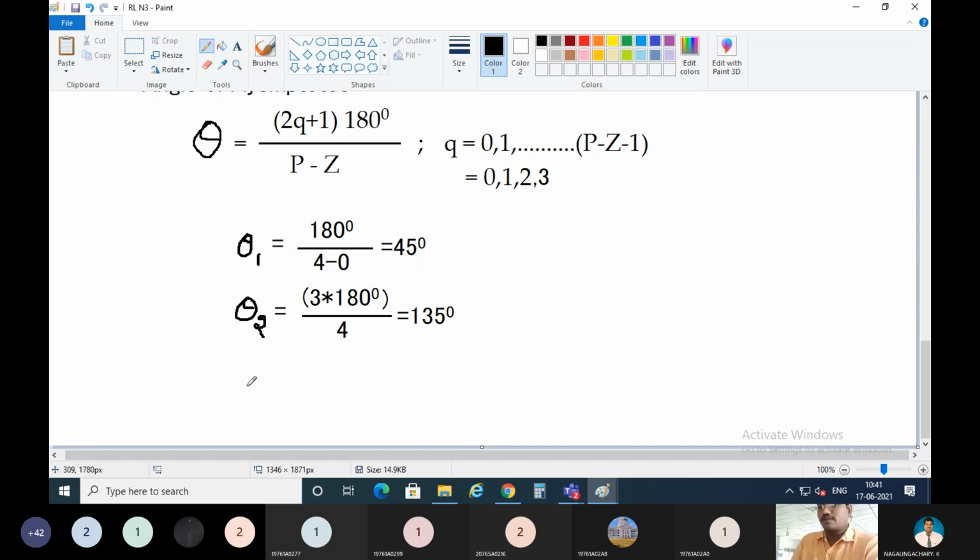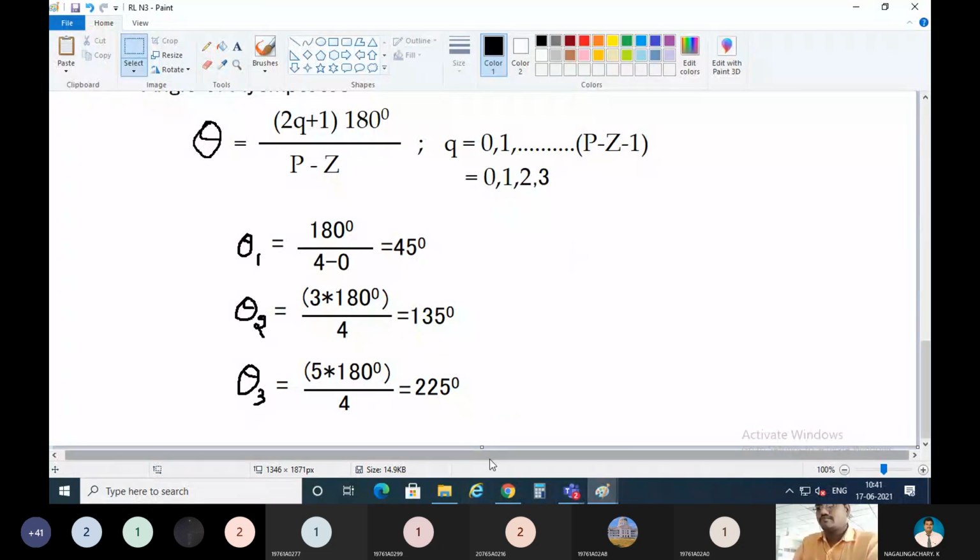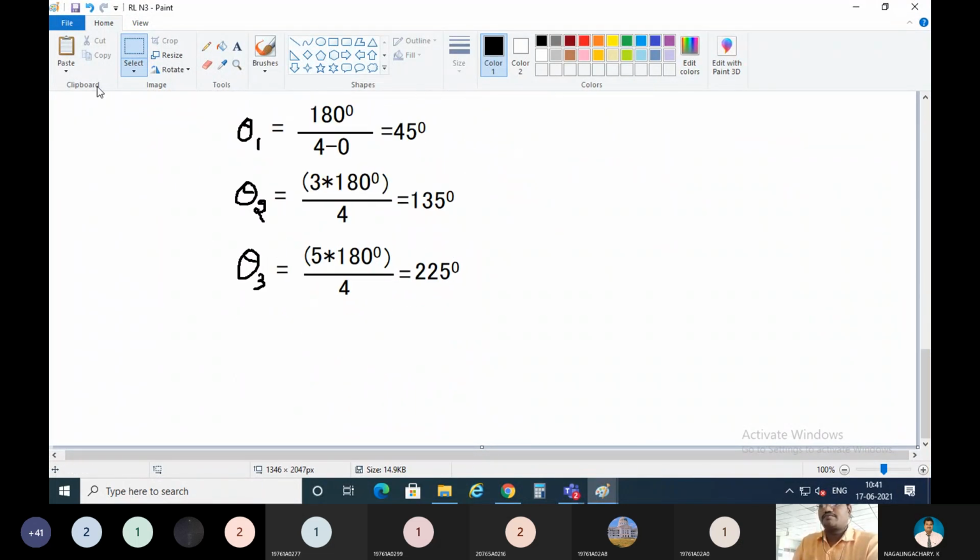Next, the third one, theta 3. Calculate it quickly. 2 into 2 plus 1 is 5, so 5 into 180 by 4 is 225 degrees. So the next value is 315. Next, theta 4.